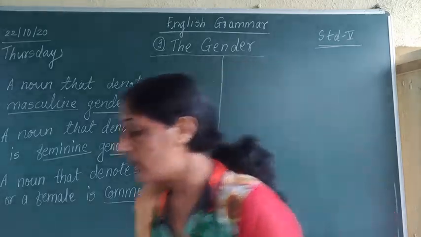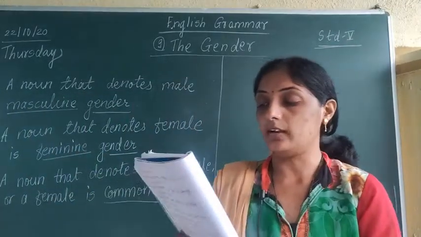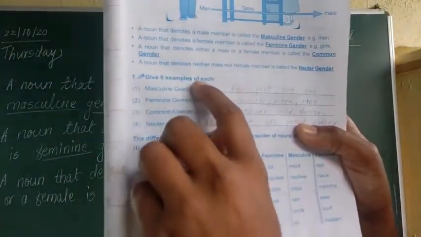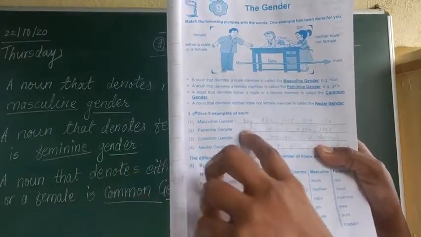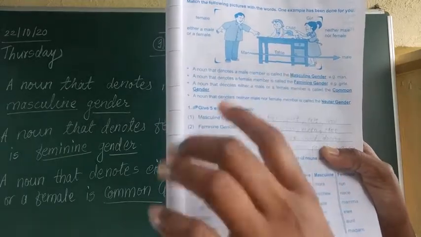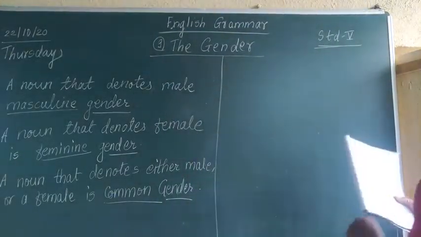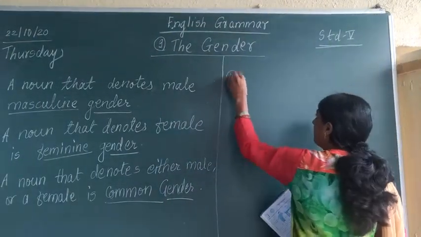Now here it is given, when you have to write down, give 5 examples of each. Give 5 examples of masculine gender, 5 of feminine gender, 5 of common gender and 5 of neuter gender. Okay. Now first one is masculine gender.